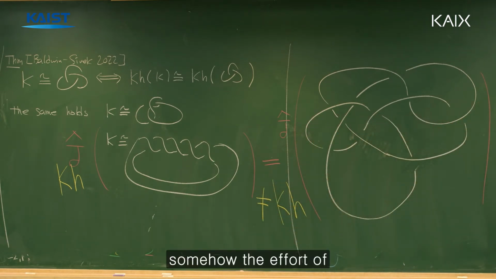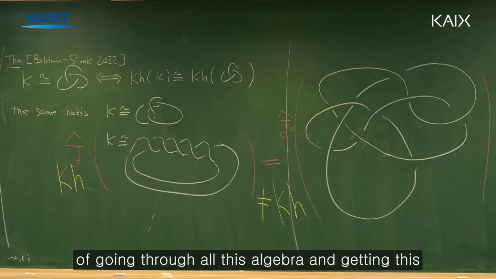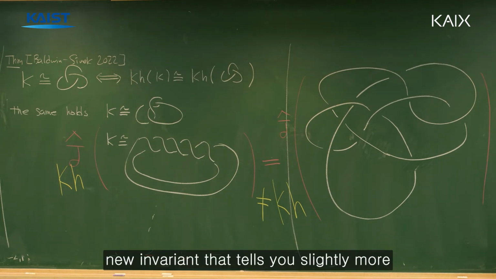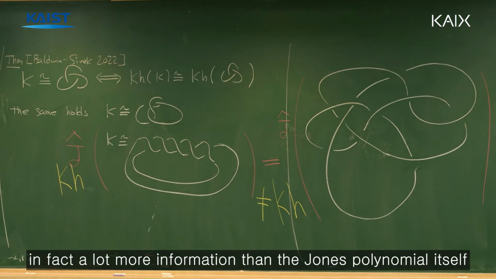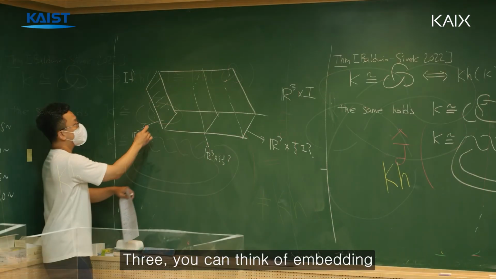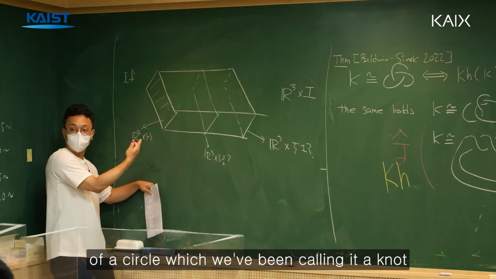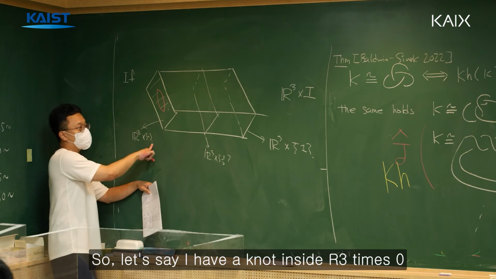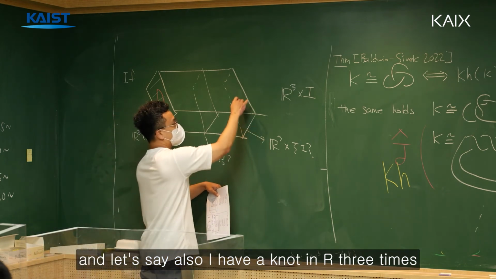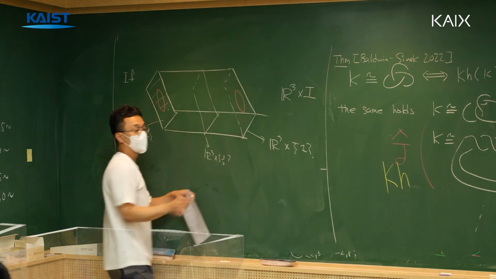So somehow the effort of going through all this algebra and getting this new invariant, in fact, tells you slightly more. In fact, a lot more information than the Jones polynomial itself. In R^3, you can think of an embedding of a circle, which we've been calling a knot. So let's say I have a knot inside R^3 times 0, and let's say I also have a knot in R^3 times the interval.